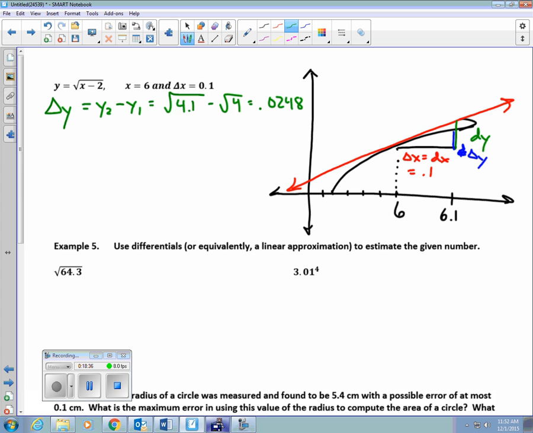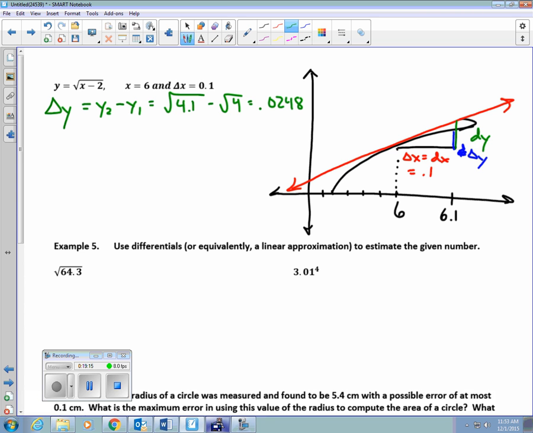No, that's y sub 2 minus y sub 1. You've got to plug it in for x. 6.1 minus 2 is 4.1. 6 minus 2 is 4, because I'm going to plug in 6. And 6 minus 2 is 4. Yes. I plugged in 6.1, I plugged in 6. I plug those in, I get square root of 4.1, square root of 4.